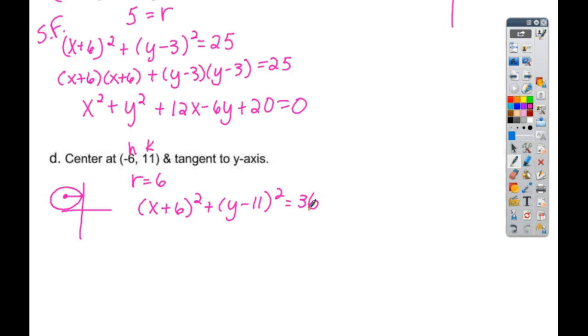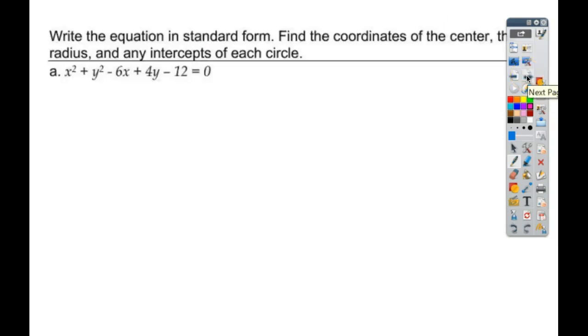And so that's standard form. If I ask for general form, what do you have to do? You have to multiply it out. Let's not do that. Okay, here we go.